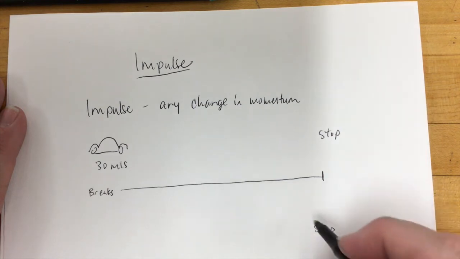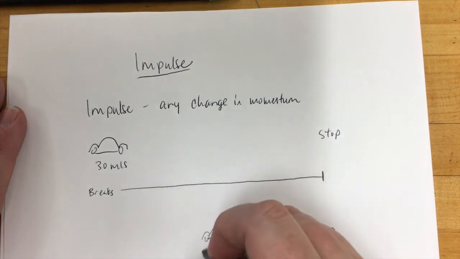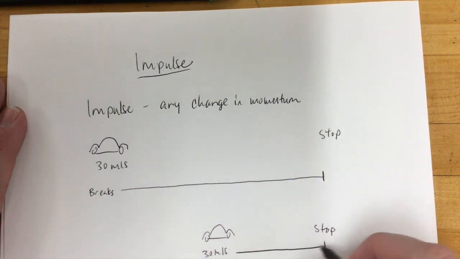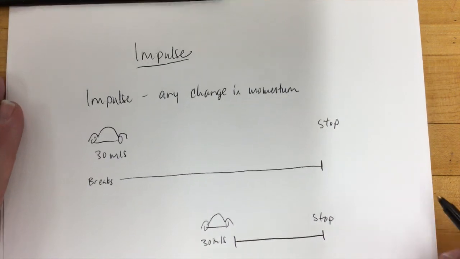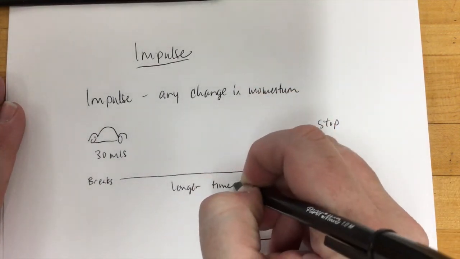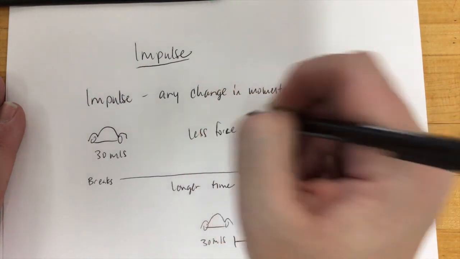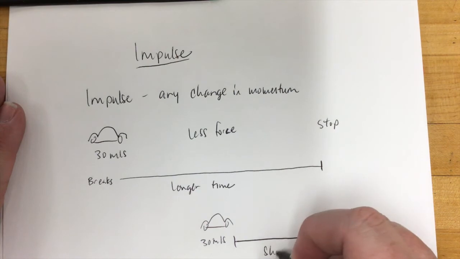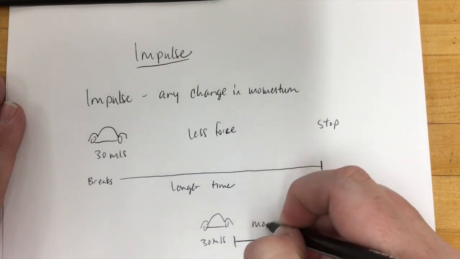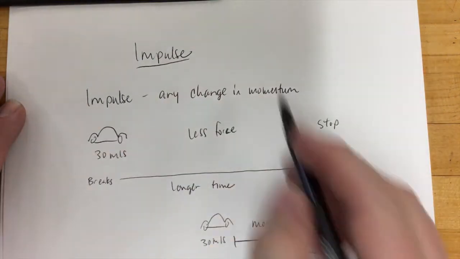Or we know that the stop is here, and maybe you don't notice that so quickly. So here's your car. You're still going 30 meters per second here. And now, you've got to do that real fast. So you have a longer time, but then you have less force. And you have a shorter time, but you can still stop. You just need more force. And so that's the idea of impulse.